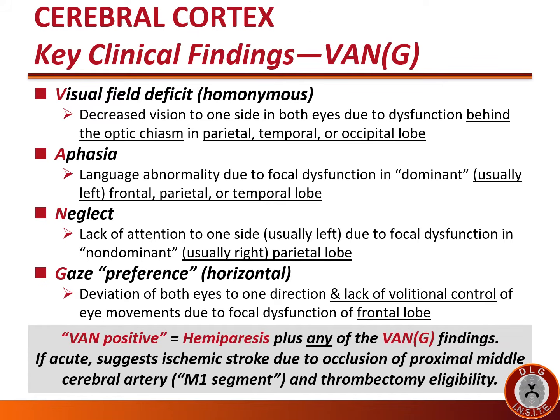Gaze, movement of the eyes, is a motor activity. Therefore, it's in the frontal lobe. To be VAN positive means to have hemiparesis plus any of these VAN findings. If acute, it suggests an ischemic stroke due to occlusion of a proximal middle cerebral artery, the so-called M1 segment, and therefore the patient might be eligible for thrombectomy.